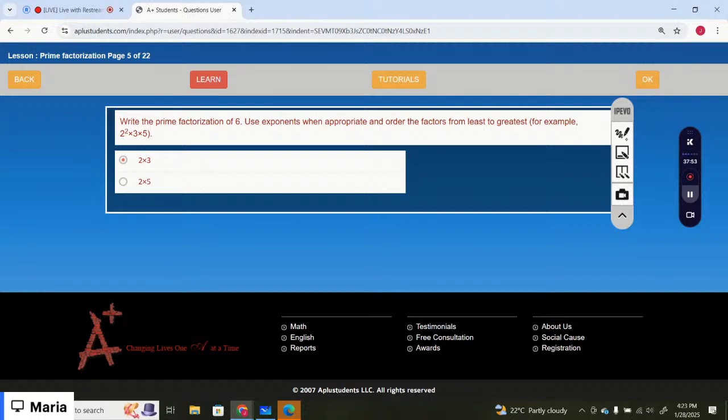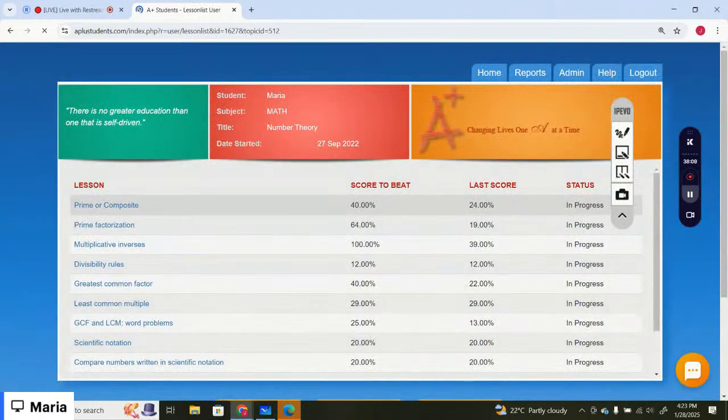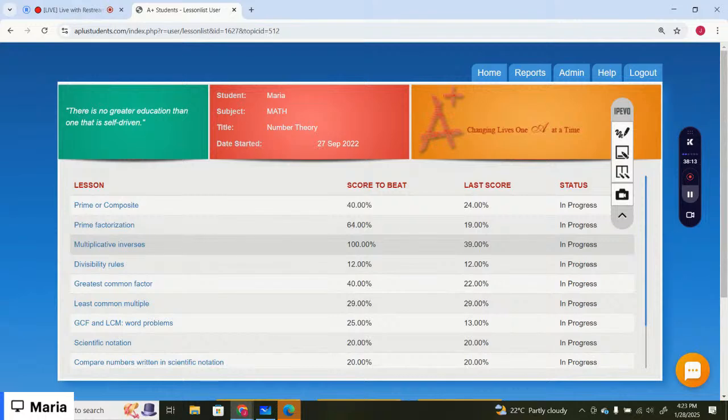Okay, you can complete the lesson by yourself later today. Let me just move on to the next lesson. The next lesson is multiplicative inverse.